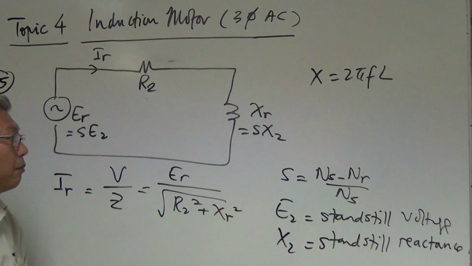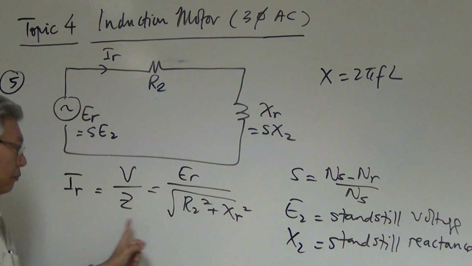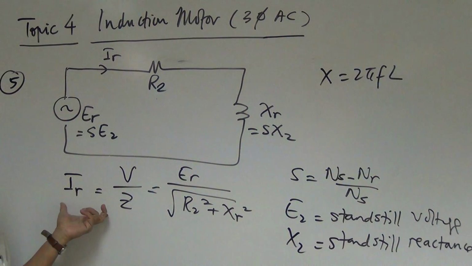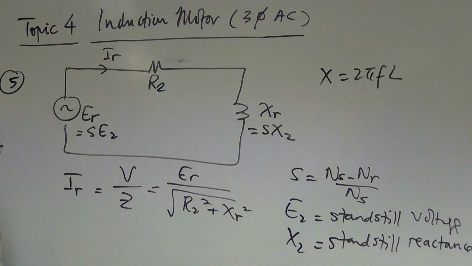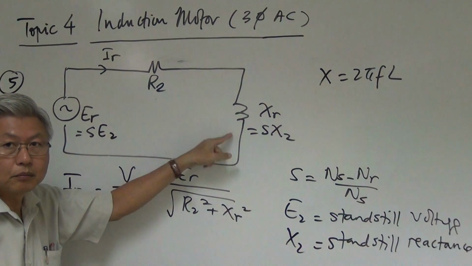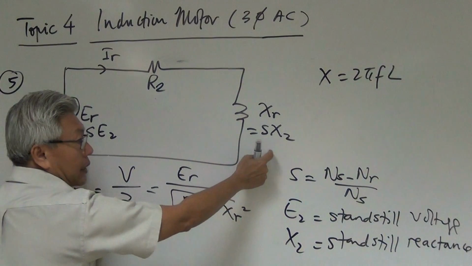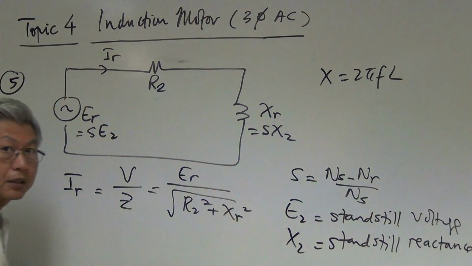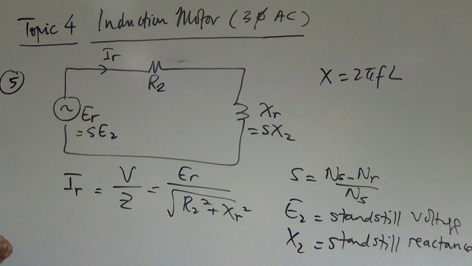Yeah? So remember, the diagram will give you the Ohm's law formula. Okay? Don't try to memorize this formula. I think it's a bit too much. Yeah? From this diagram, how to find the total impedance? Pythagoras theorem. Remember that these two parameters are dependent on the slip. Yeah? Slip is equal to (NS minus NR) over NS.